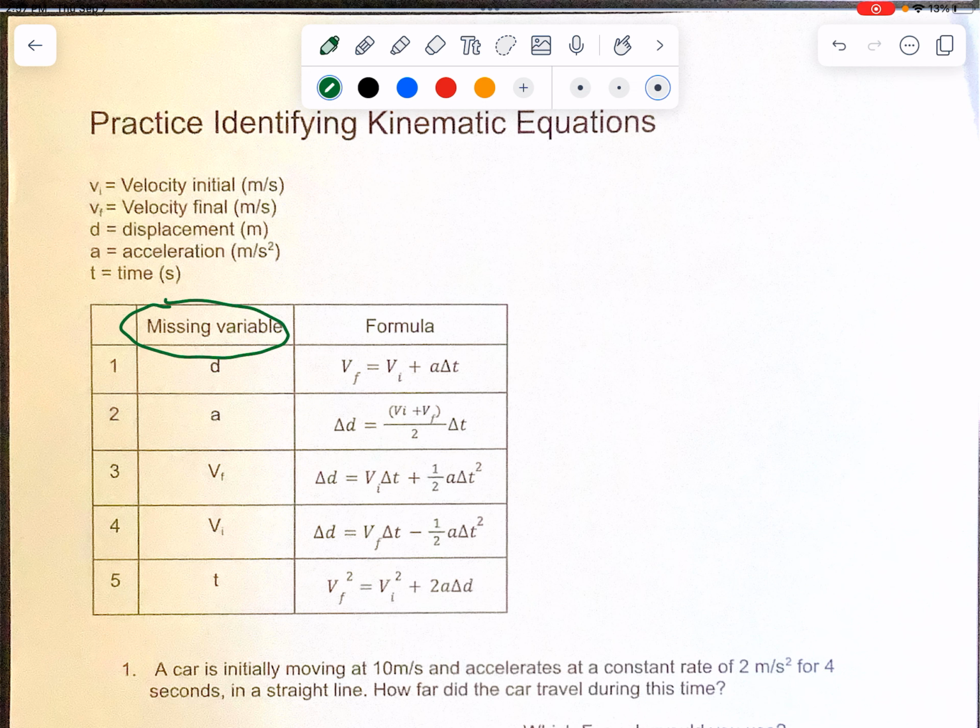Whenever we give you a problem, we're going to basically give you 3 things, look for one thing, and we're not going to mention one. That's what that missing variable means. So whichever one is missing, that's the equation you would use. If I gave you a problem and I didn't mention acceleration or even ask for it, I would use this equation right here. Or if I didn't give you time or ask for time, I would use equation number 5 right there.